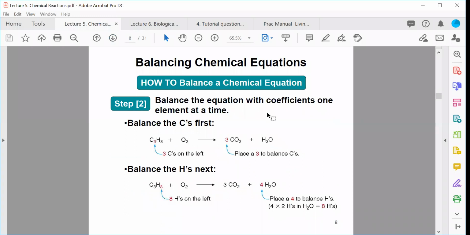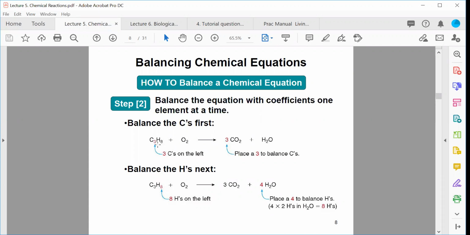All right, balance the equation using coefficients and tackle one element at a time. So let's start here. Let's balance first the carbons. All right, so we'll start on the left here. We've got 3 carbons on this side of the equation. On the other side, we only had 1. All right, so to balance those carbons, we use the coefficient 3. All right, so now they're balanced.